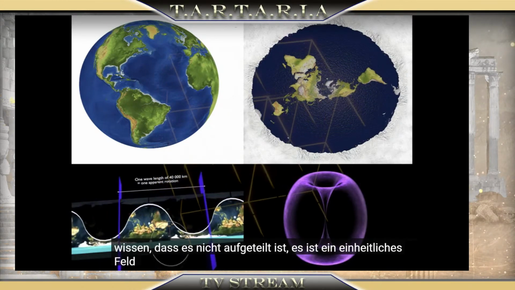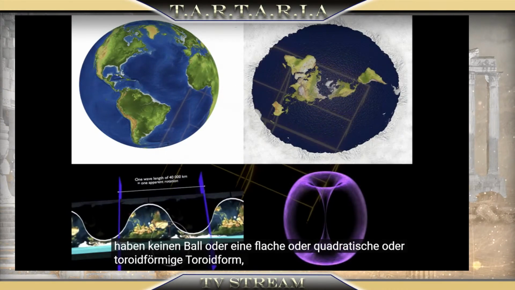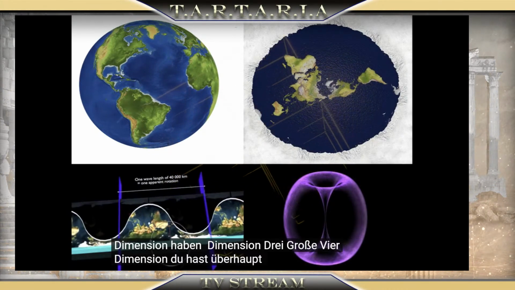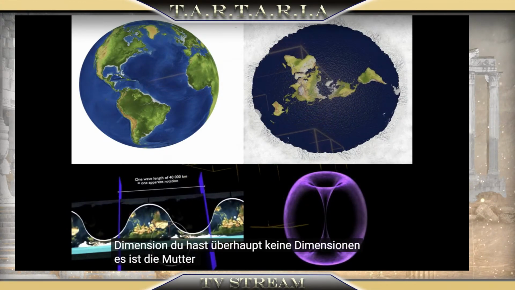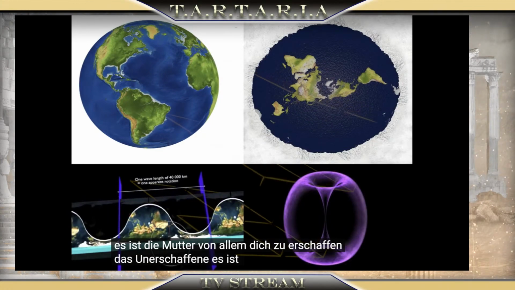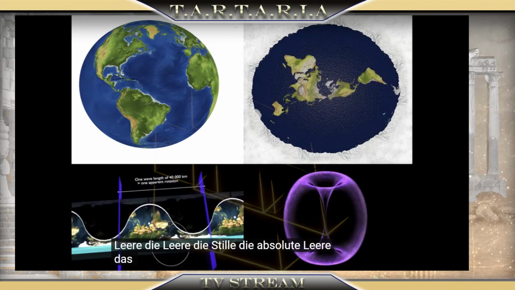It's a unified field. In the unified field, you don't have a ball or a flat or a square or a toroid. You don't have 1 dimension, 2 dimension, 3 dimension, 4 dimension. You have no dimensions at all. It's the mother of all. It's the created, the uncreated. It's the void, the emptiness, the silence, the absolute void.